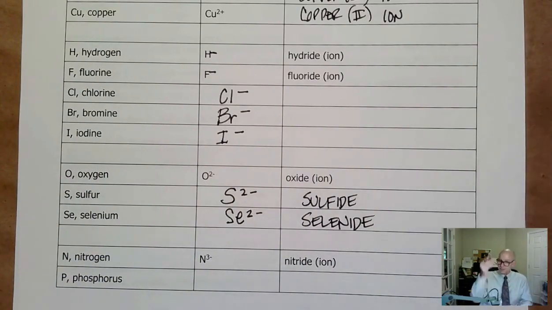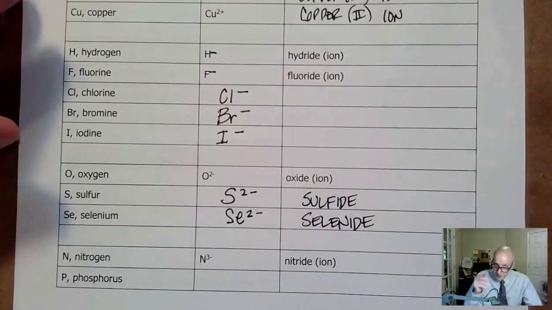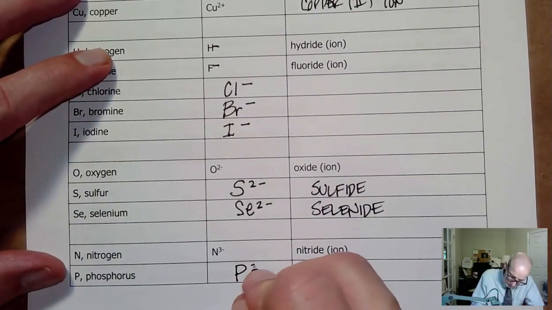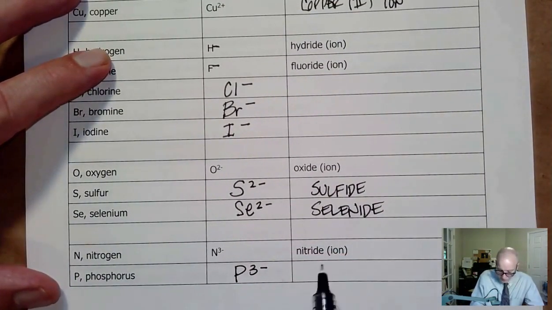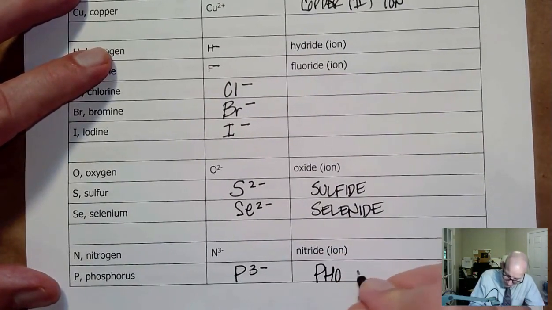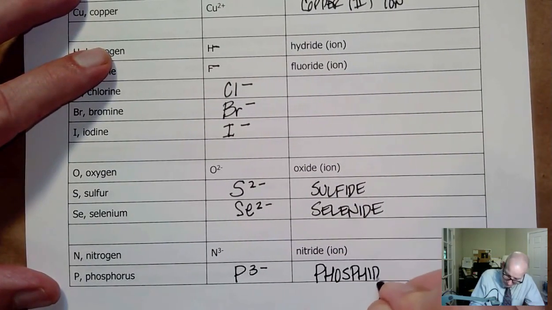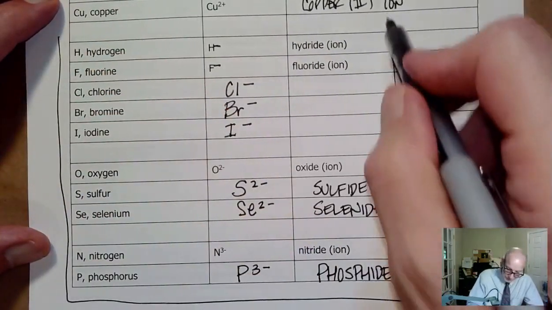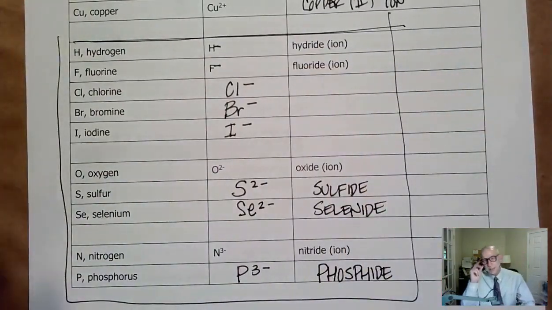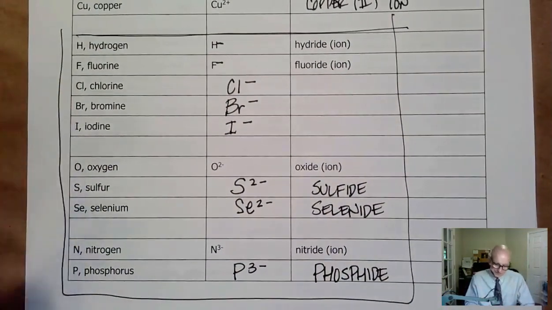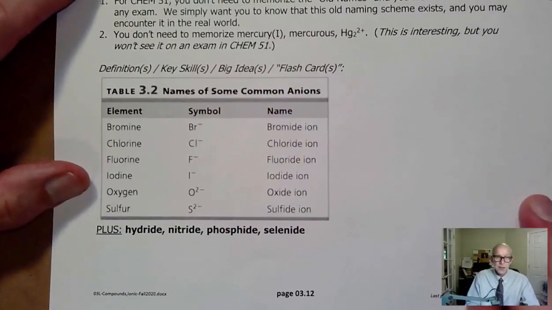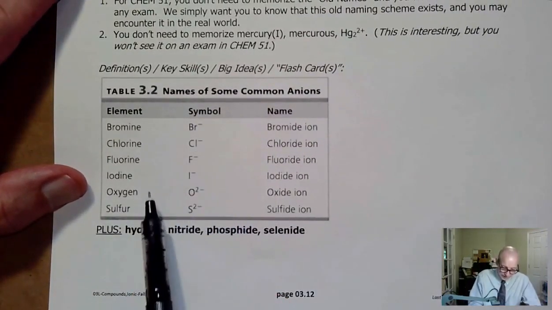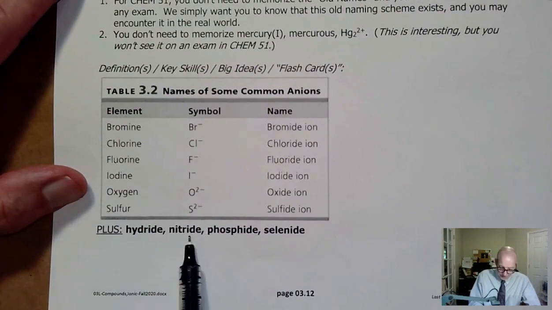Nitrogen and phosphorus. Nitrogen is the downstairs neighbor. Phosphorus is the downstairs neighbor. 3-. Nitrogen becomes nitride. Phosphorus ion becomes the phosphide ion. So you go, okay, there's a bunch of anions, all in an ide. I have to memorize the pattern and memorize a little bit the naming scheme. Now, I didn't write these in there because on the very next page, at the bottom of the next page, bromide, chloride, iodide, oxide, sulfide, hydride, nitride, phosphide, selenide.